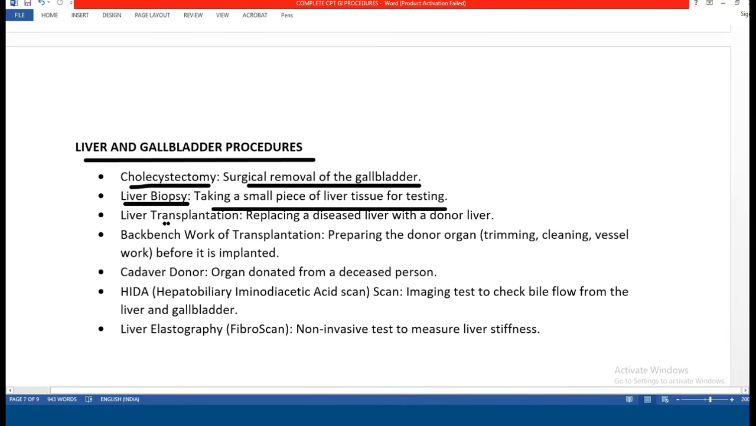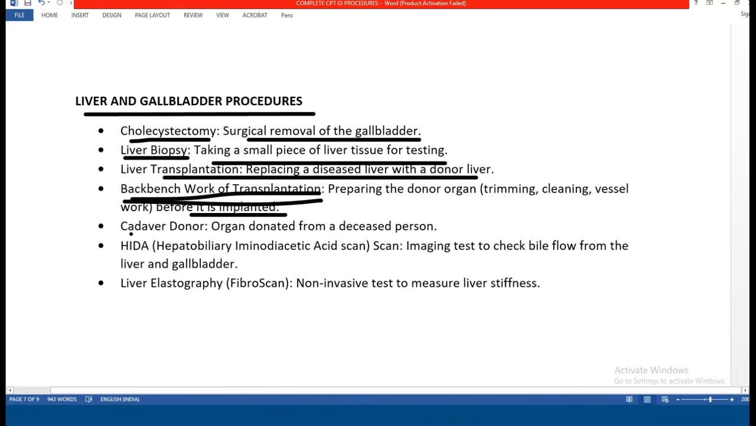So liver transplantation, replacing a diseased liver with a donor liver. So backbench work of transplantation. Preparing the donor organ before it is implanted is called backbench work of transplantation. Next, cadaver donor. So if the patient receives an organ from a deceased person, we will call it cadaver donor.